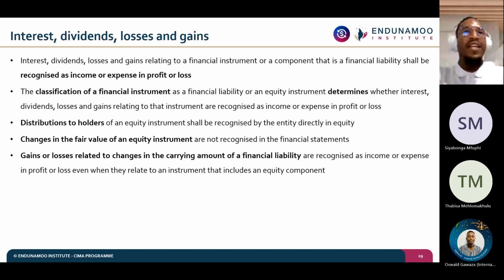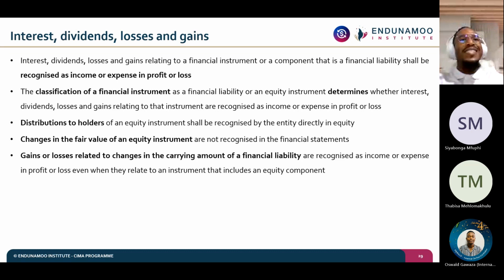Any gains or losses that relate to changes in the carrying amount of a financial liability are recognized as income or expenses in profit or loss, even when they relate to an instrument that includes an equity component. So if there are any changes to the carrying amount of a financial liability, these changes have to go through profit or loss, quite like what we saw when the compound financial instruments' financial liability component accumulated interest.